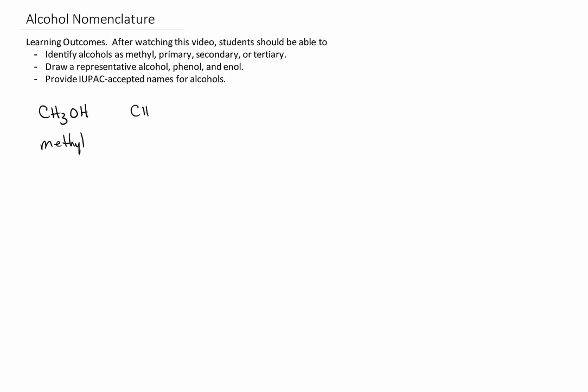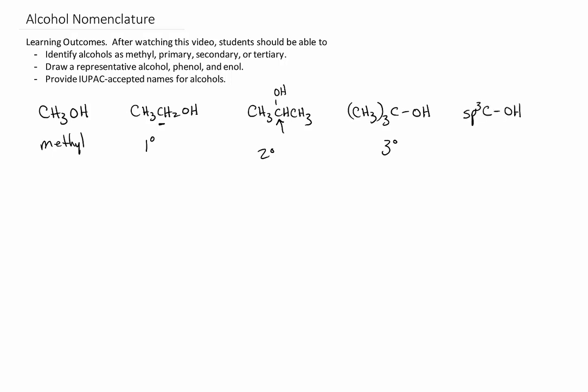Primary alcohols have the OH attached to a primary carbon. Secondary alcohols have the OH attached to a secondary carbon, such as this one. And tertiary alcohols have the OH attached to a carbon that is tertiary. For alcohols, we're always going to have an sp3 hybridized carbon bonded to an OH.